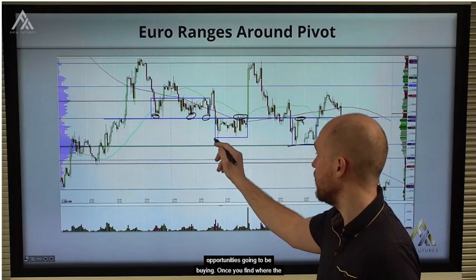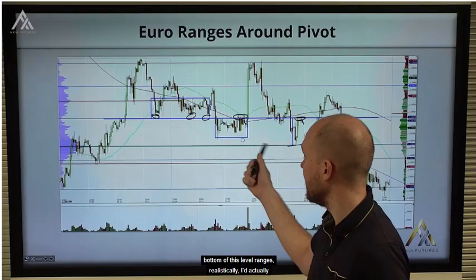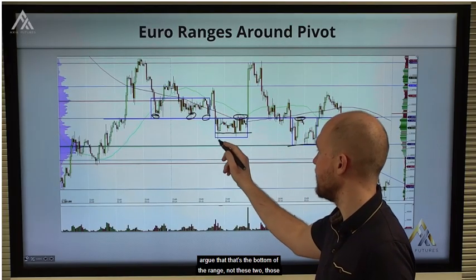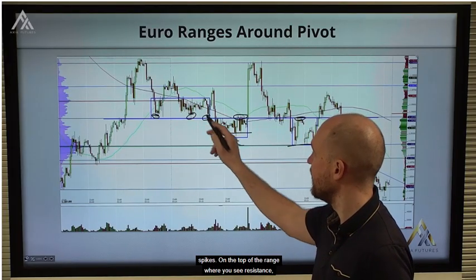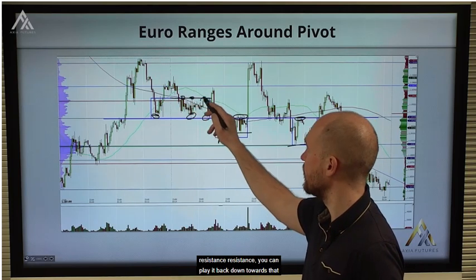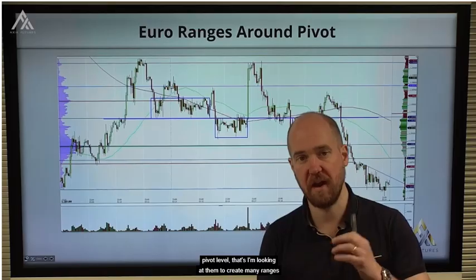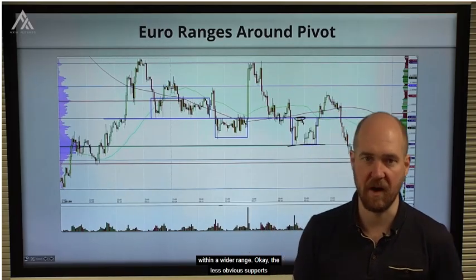Your bigger opportunity is going to be buying once you find where the bottom of this little range is. And realistically, I'd actually argue that that's the bottom of the range, not these two little spikes. Playing from the top of the range where you see resistance, resistance, resistance, you can play it back down towards that pivot level. That's how I'm looking at them, to create mini ranges within a wider range.